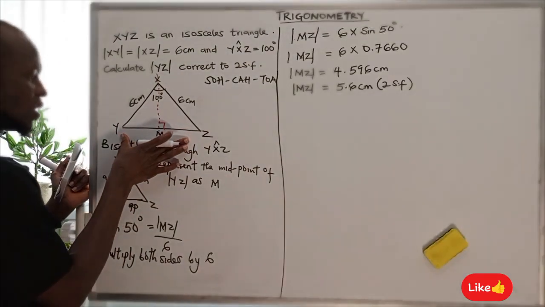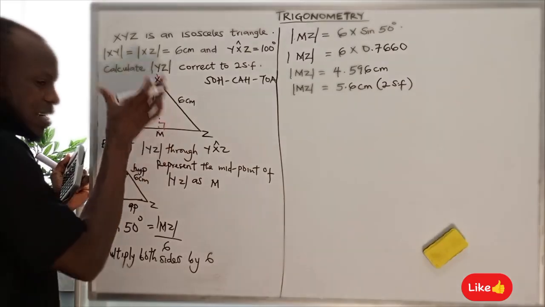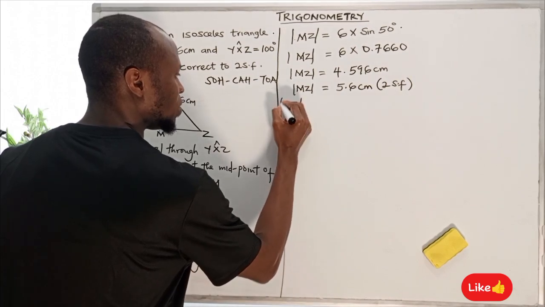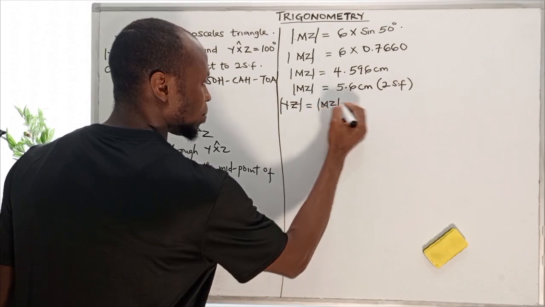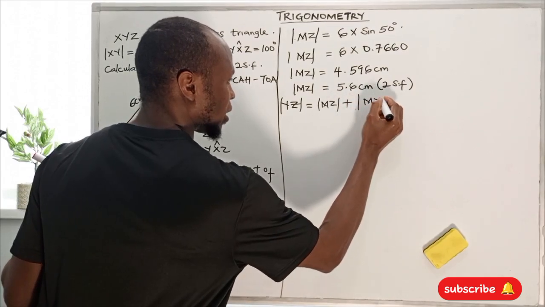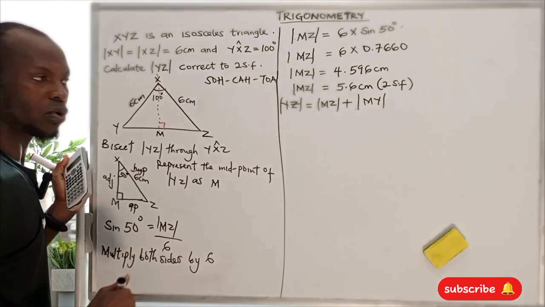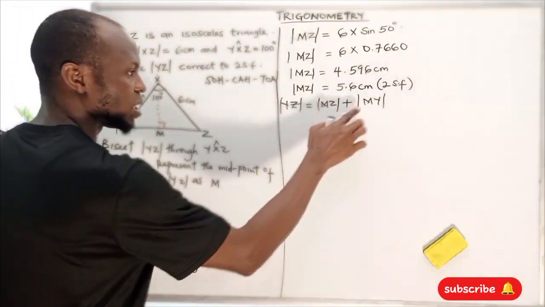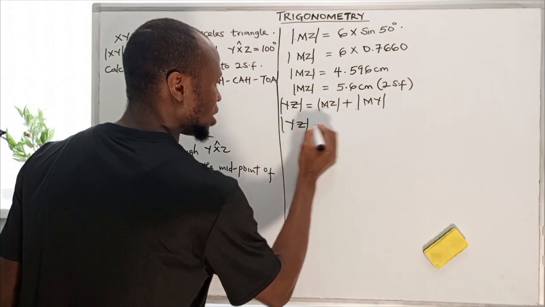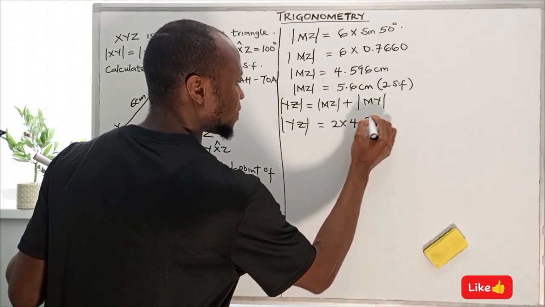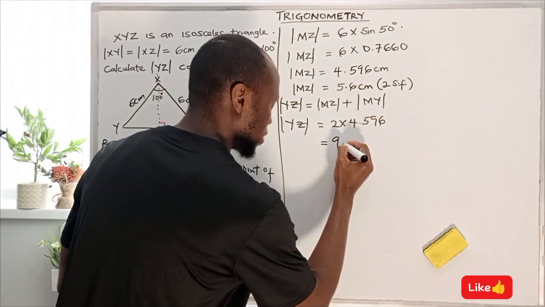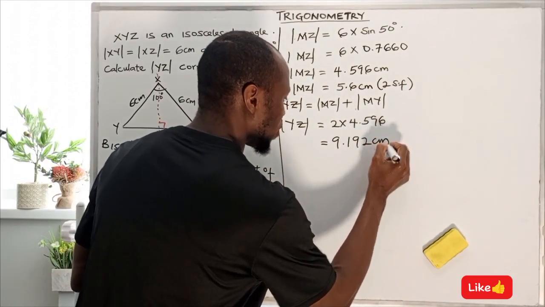Now, I want to find my YZ. What will be my YZ? Don't forget this place and this place are equal because I divide them into 2 equal halves. So my YZ will be equal to MZ plus my line MY. And don't forget my line MY and my line MZ are equal. They are the same. All right? Take note. My MY equals my MZ because they were divided into 2. Automatically, my YZ will be equal to 2 times 4.596. And that is equivalent to 9.192 centimeters. If you like, you can leave your answer like this.